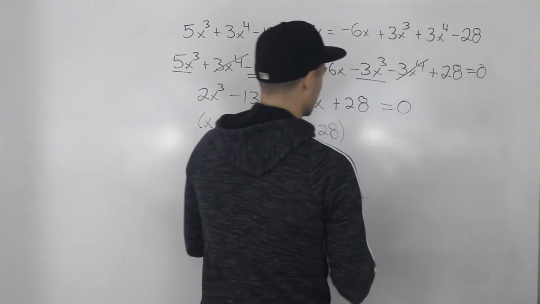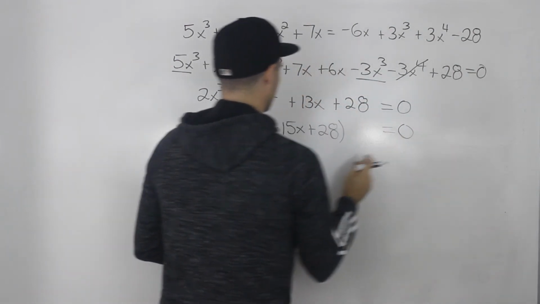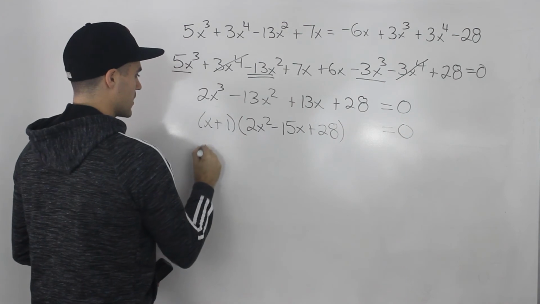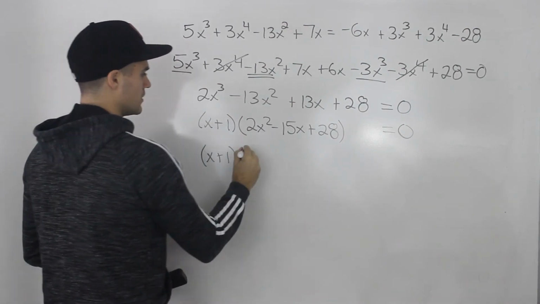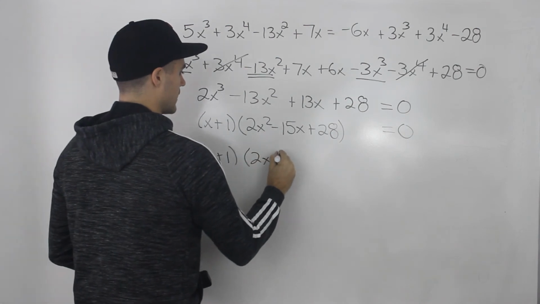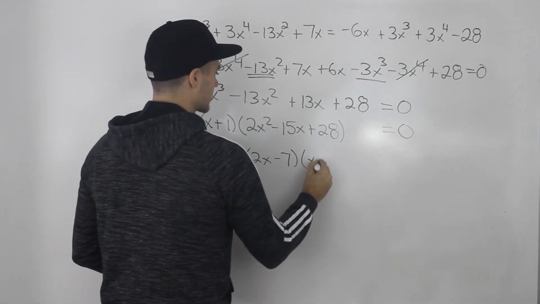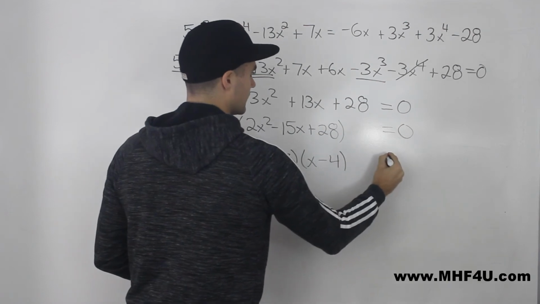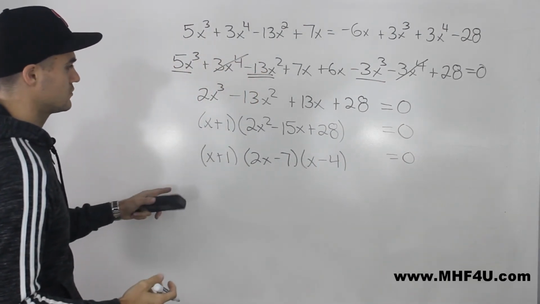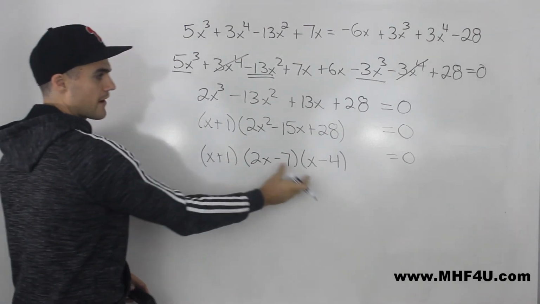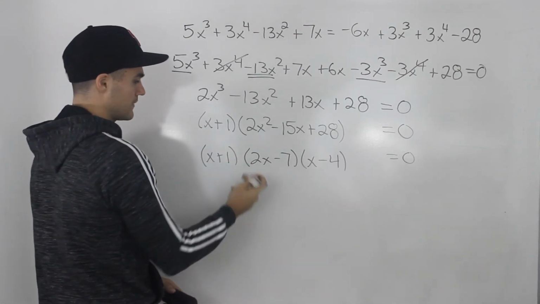And now all that's left to do is to factor this quadratic. And when you factor this quadratic with decomposition, you would end up getting 2x minus 7, x minus 4. That's going to equal 0. So now, to find the solutions, all you have to do is take each of these brackets, make them equal to 0, and then solve for x.